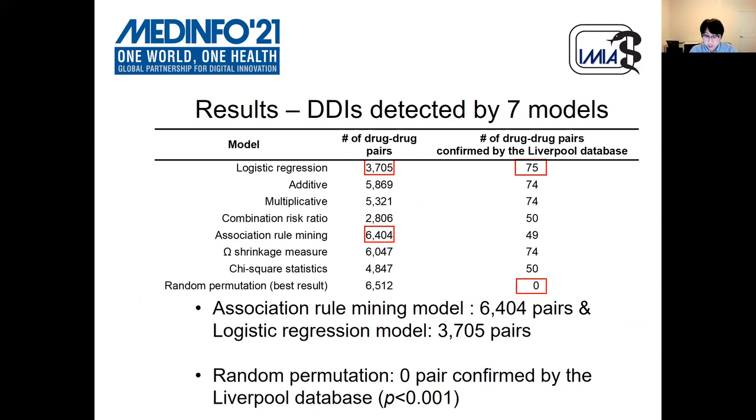As I mentioned, we implemented the random permutation procedure, and the best random permutation result had 0 pairs confirmed by the Liverpool database.